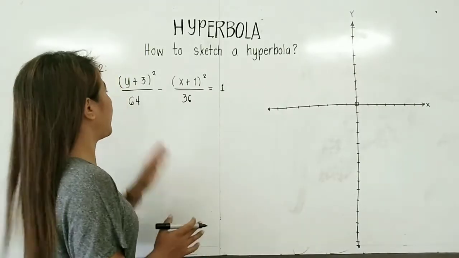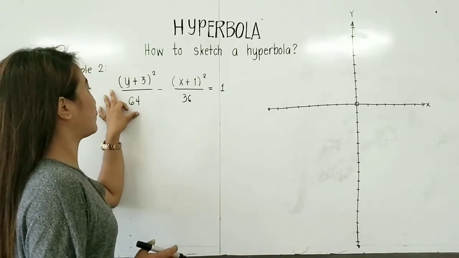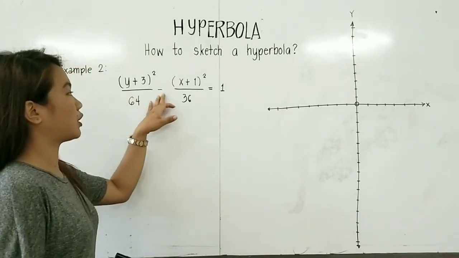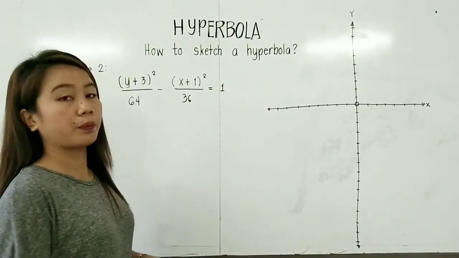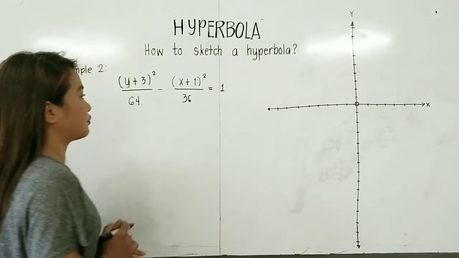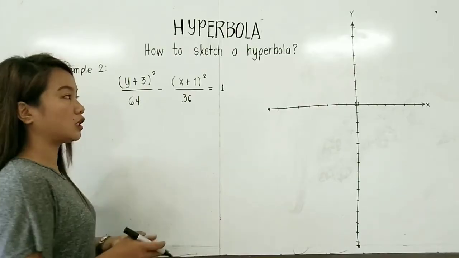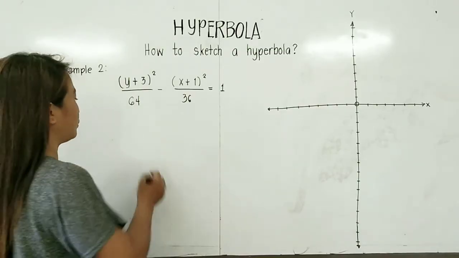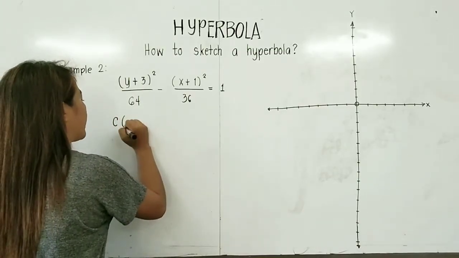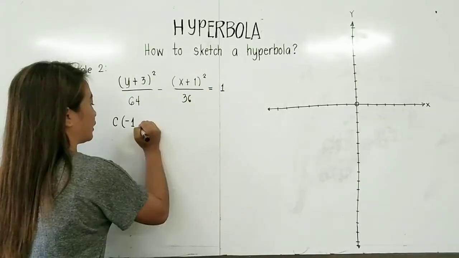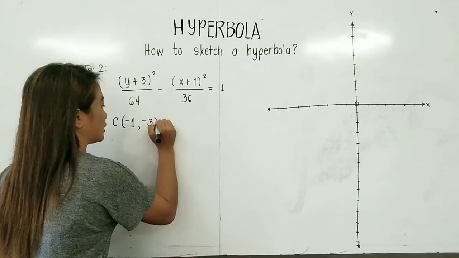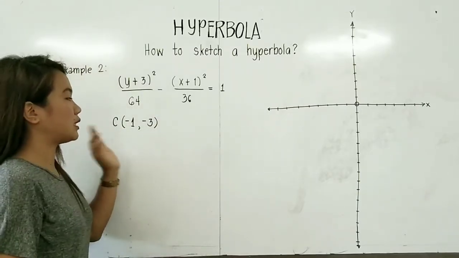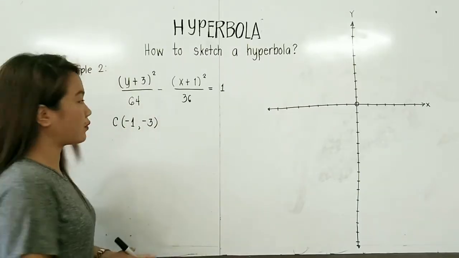Next example, we have quantity of y plus 3 squared over 64 minus quantity of x plus 1 squared over 36 is equal to positive 1. So first, we will identify the center and the position of this hyperbola. So center, we have here our h, negative 1. We have here positive 3, so that is negative 3. So our center is at negative 1 and negative 3.